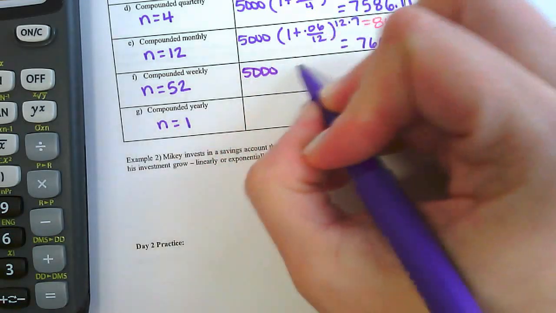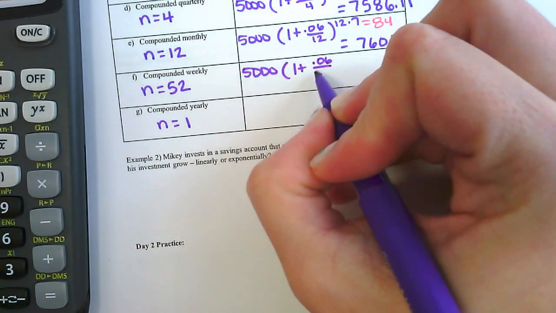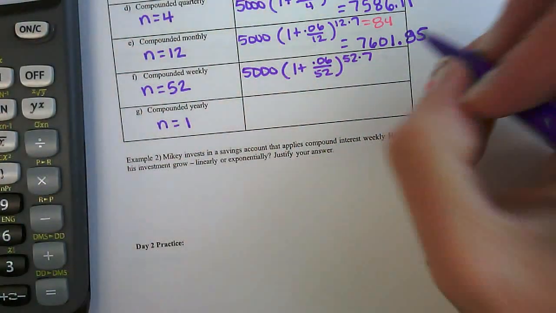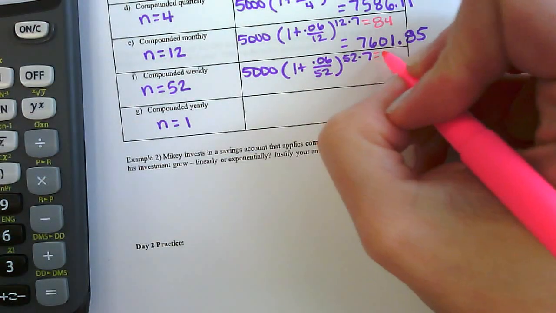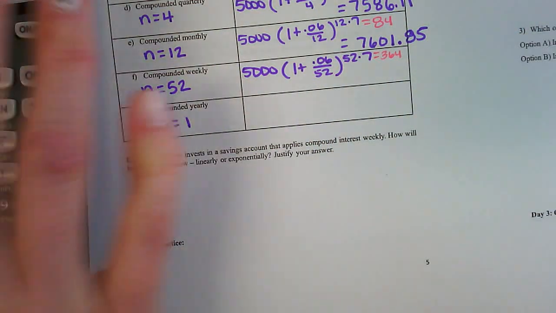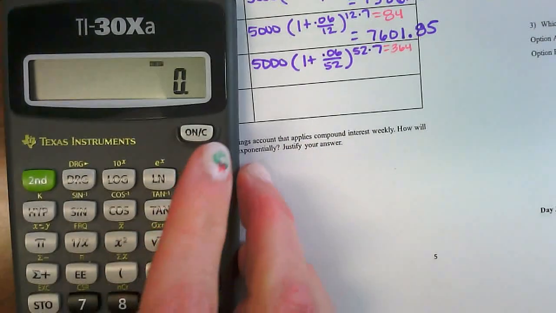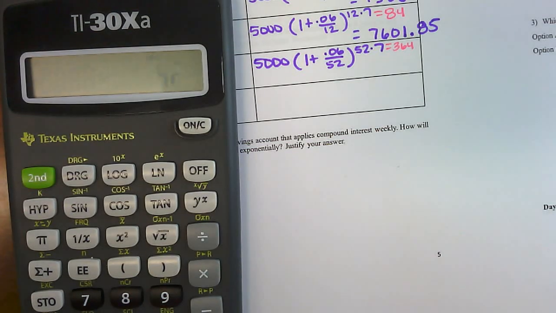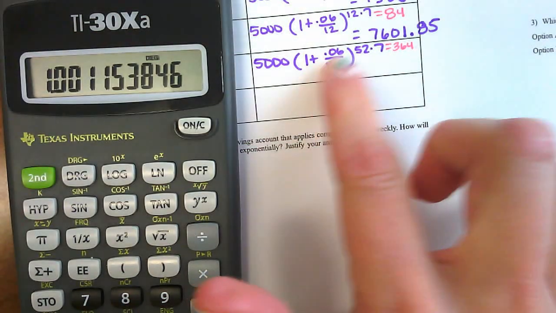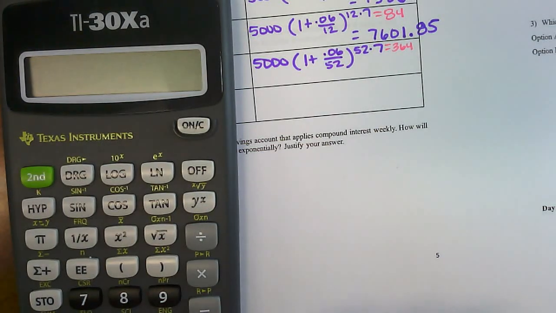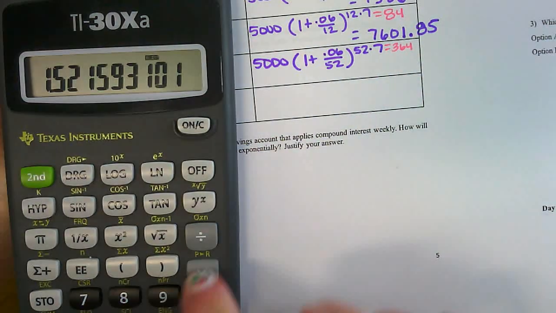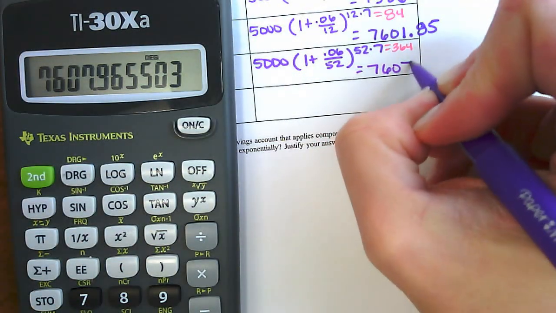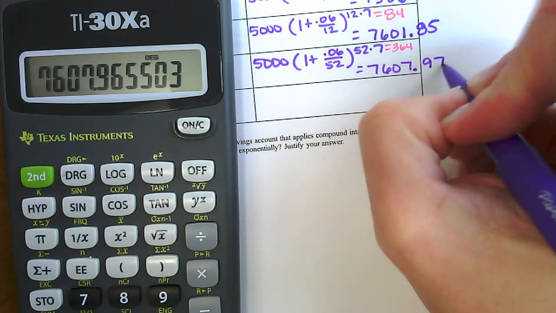Compounded weekly. And now my exponent's going to be 52 times 7. So my exponent ends up being 364. Okay, like I said, those are the steps I like to take to keep myself organized. 0.06 divided by 52, add 1. Now I raise it to my new exponent, hit equals, and now multiply by 5,000. And I've got $7,607.97.